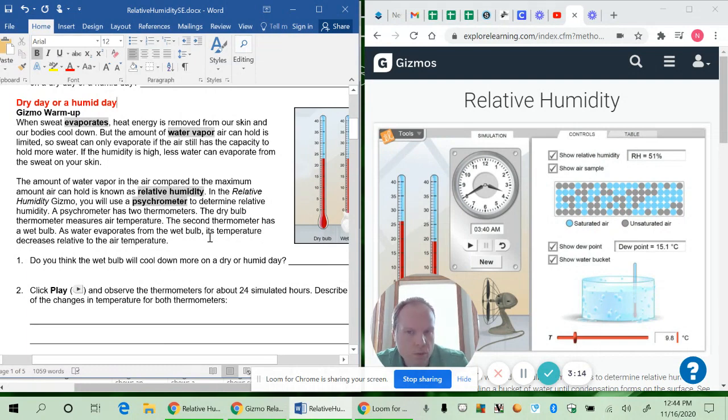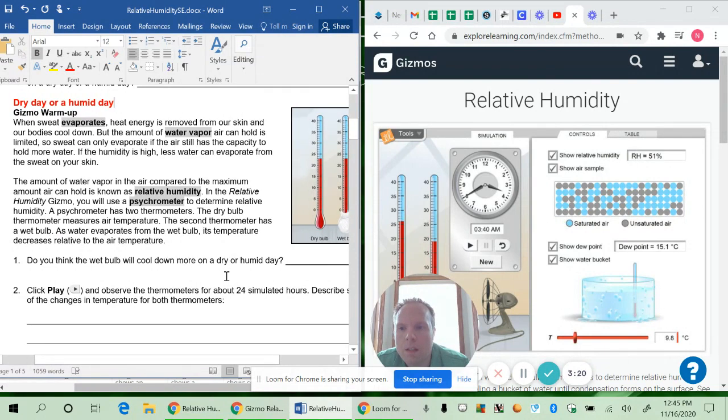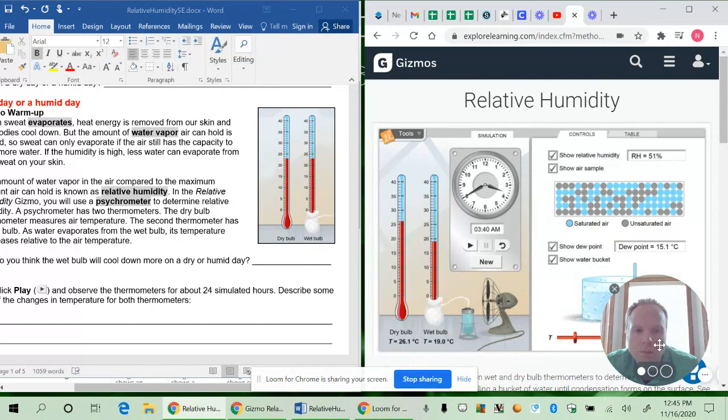A psychrometer has two thermometers. The dry bulb thermometer measures air temperature, and the second thermometer has a wet bulb. As water evaporates from the wet bulb, its temperature decreases relative to the air temperature. So this is our sling psychrometer. It's basically two thermometers that are connected together, and you spin it around like a helicopter.